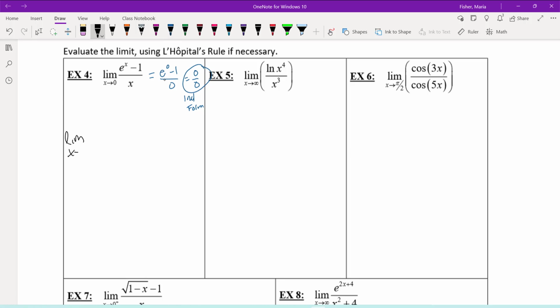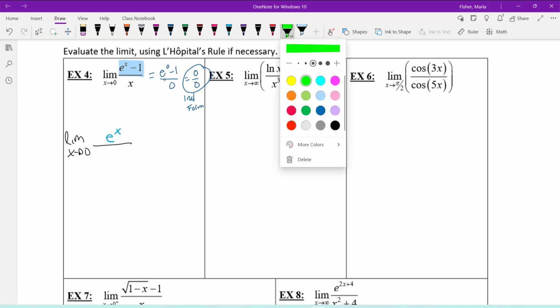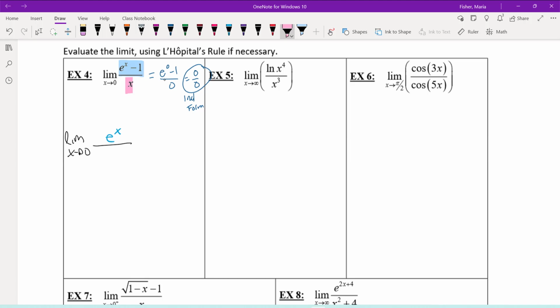L'Hopital's rule, remember, said, in order to evaluate this limit, what you do is take the derivative of the numerator. Well, the derivative of e to the x minus 1 is just e to the x. You take the derivative of the denominator. Well, the derivative of x is just 1. And then you take the limit again. Well, this becomes the limit as x goes to 0 of just e to the x. If I plug in a 0, that's e to the 0 or 1. Therefore, this limit is equal to 1.